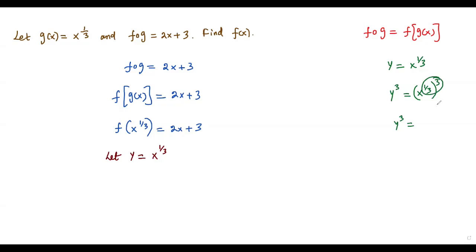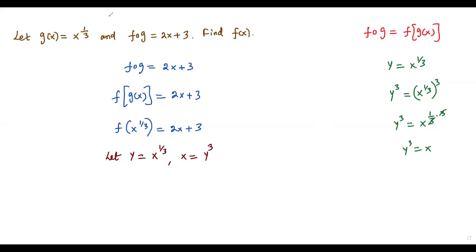Whenever we have two exponents like this, we can multiply the two exponents. Then I'm getting x to the power of 1/3 times 3, then 3 will cancel. I'm getting y cube equals x. Now I have solved for x in terms of y. So let me write it over here. When I solve for x in terms of y, I'm getting x equals y cube.